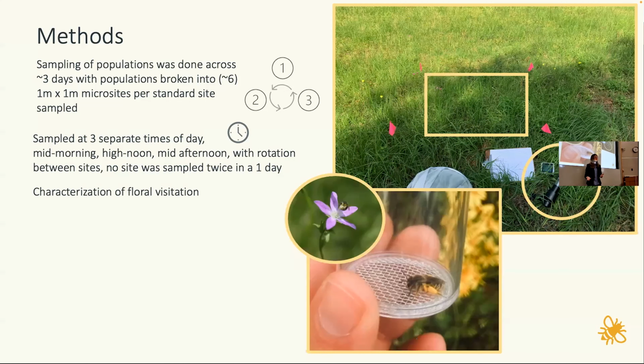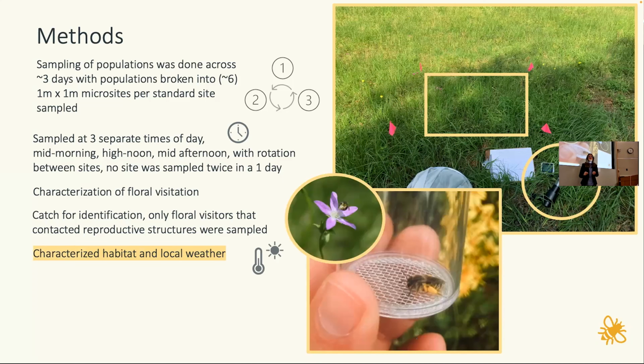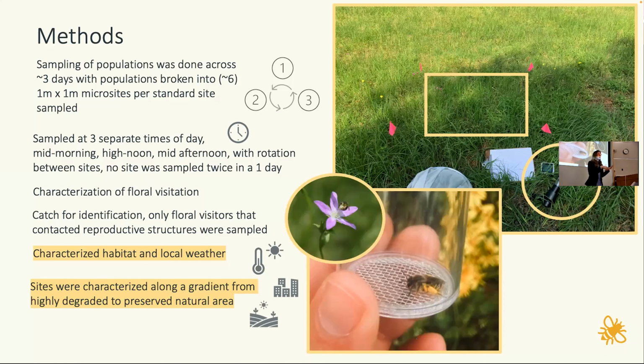When we were sampling, we also observed and characterized floral visitation or habit, and then we caught these visitors for identification. We did this observation because we wanted to make sure that we were only catching floral visitors that came into contact with Triodanis reproductive structures. We then also characterized local habitat and weather, and we characterized sites on a gradient from highly disturbed to human-maintained natural areas.